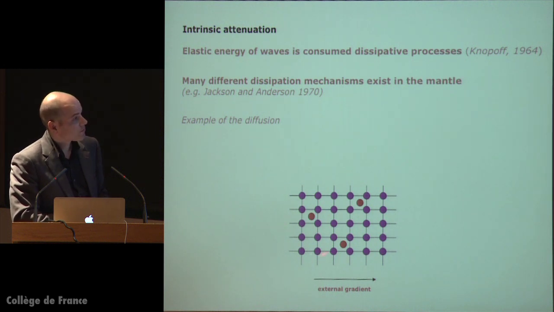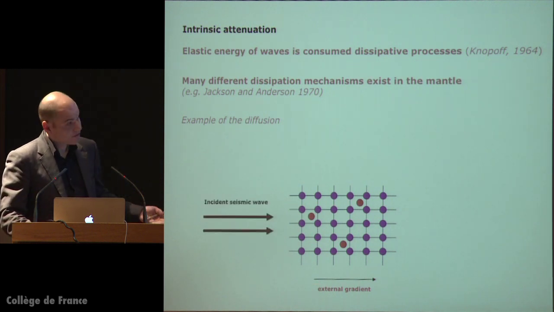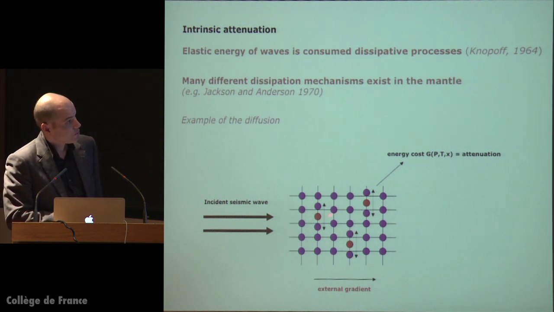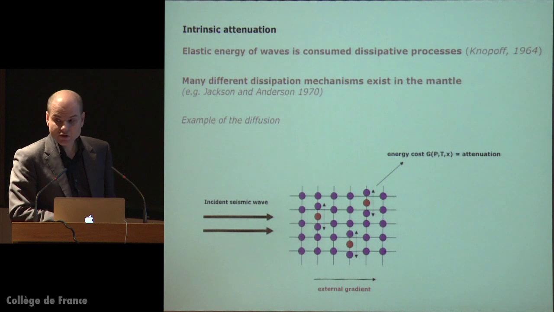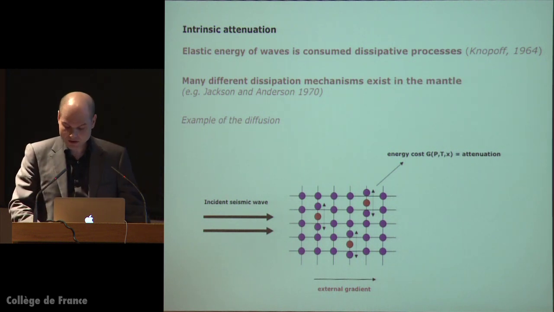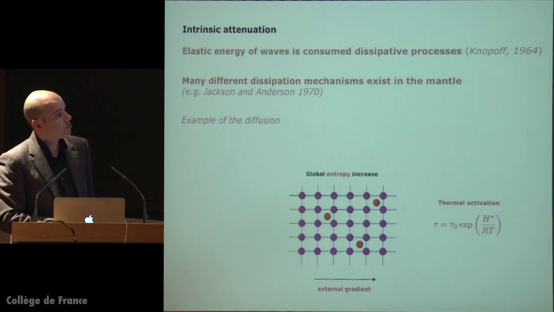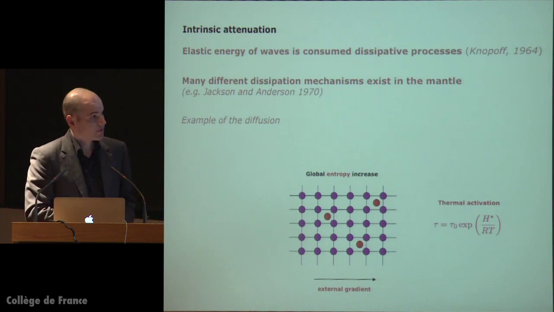You have some material with, for example, impurities in there, you have some external gradient there, then there is an incident seismic wave which makes these atoms in the crystal net move, and then the impurities can move. But in order to open this passage, it costs some energy, and this energy is taken from the elastic energy of the wave. And then, of course, after the wave goes away, there is a global entropy increase in the system and a decrease of the elastic energy of the wave that goes out of the system.